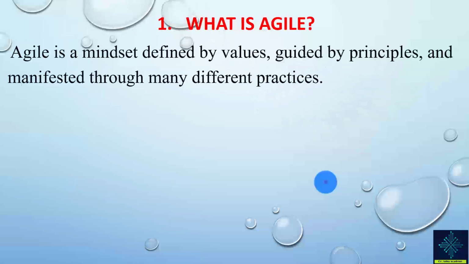We'll start by defining Agile. What do we mean by Agile? Agile is a mindset defined by values, guided by principles, and manifested through many different practices. So we have a set of values which we'll define, and these values are guided by another set of principles. We will also go through these principles, and all of this is manifested through many different practices, and we will also see these practices.